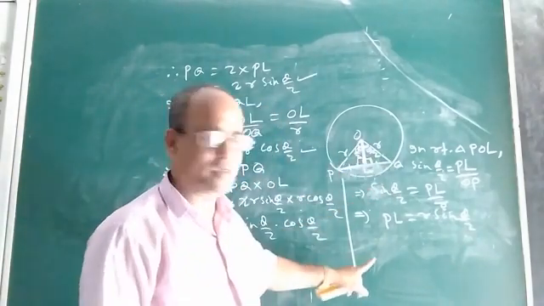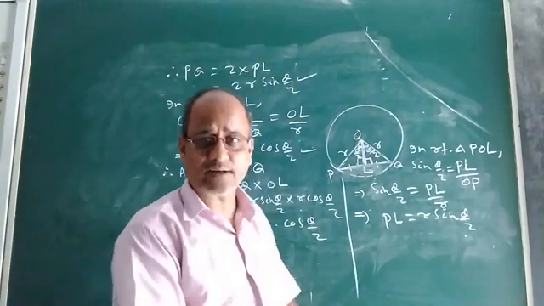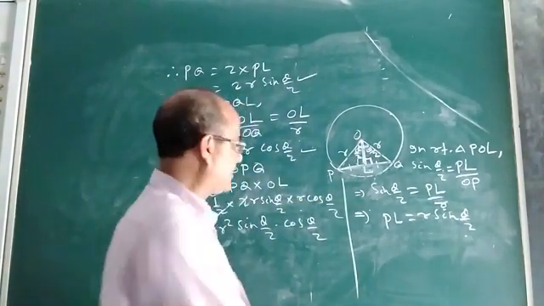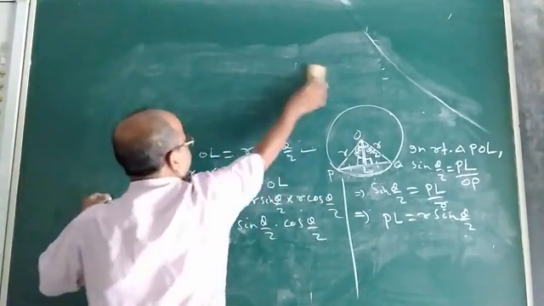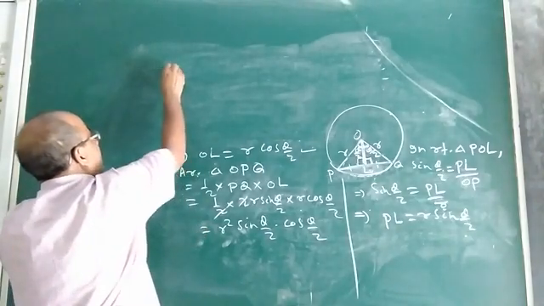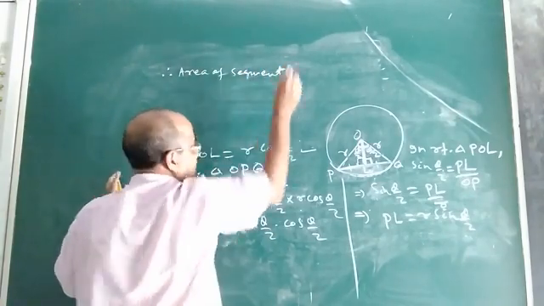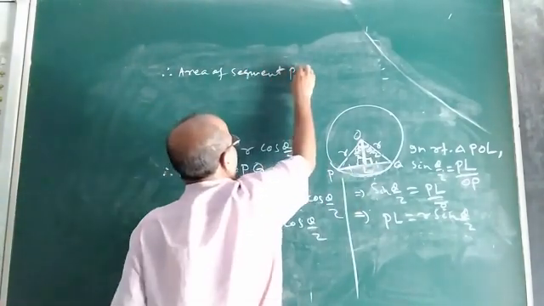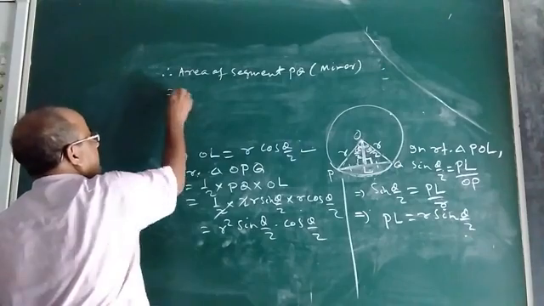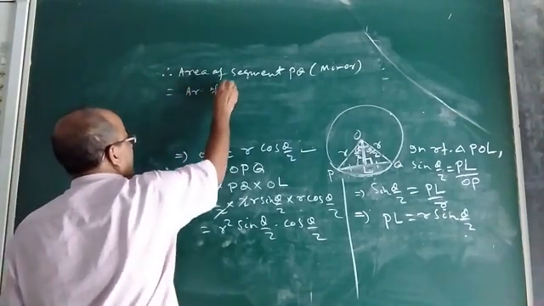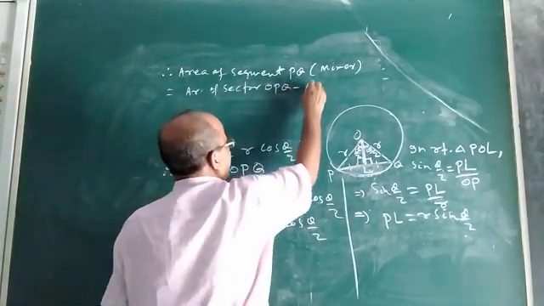Now we got the area of triangle OPQ, and we have to subtract this area of triangle OPQ from the area of the minor sector, so that we will get the area of the minor segment. Therefore, area of segment PQ, that is minor, you can write in bracket minor, will be equal to area of sector OPQ minus area of triangle OPQ.